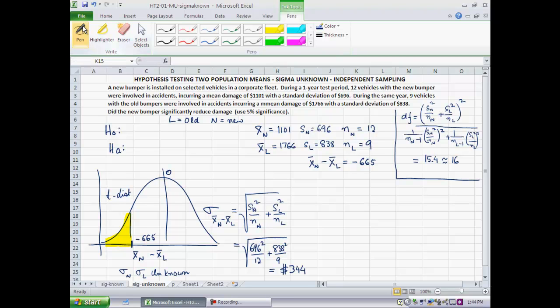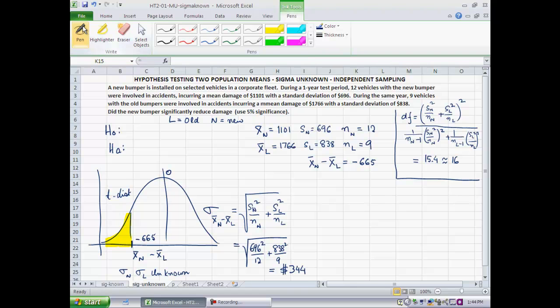During this same year, 9 vehicles with the old bumpers were involved in accidents, incurring a mean damage of $1,766 with a standard deviation of 838. Did the new bumper significantly reduce damage? And we have to use a 5% level of significance.